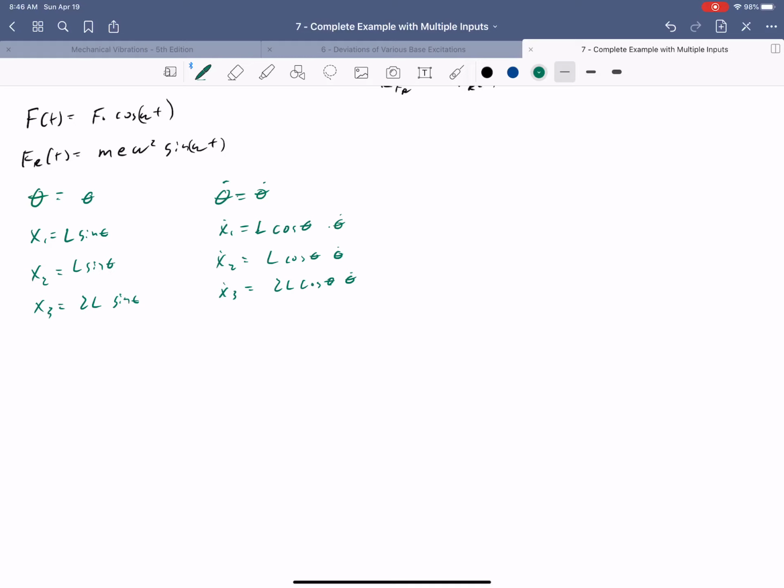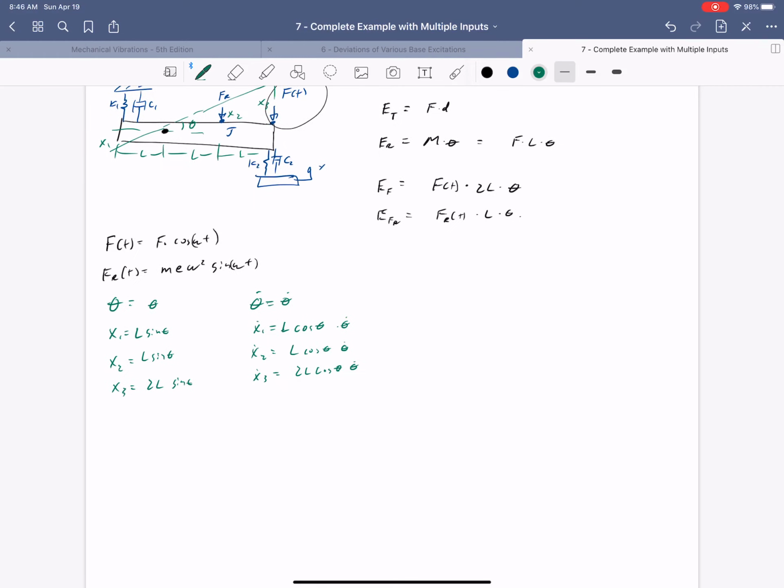Okay, so now we've got our geometry. Now let's take a look at what things we're going to have. We've got the kinetic energy that's coming from J. We've got potential energy in spring 1 and spring 2. We've got dissipative damping in damper 1 and damper 2. And then we've got these other energy terms from F of t and Fr of t. Okay, so let's write these out.